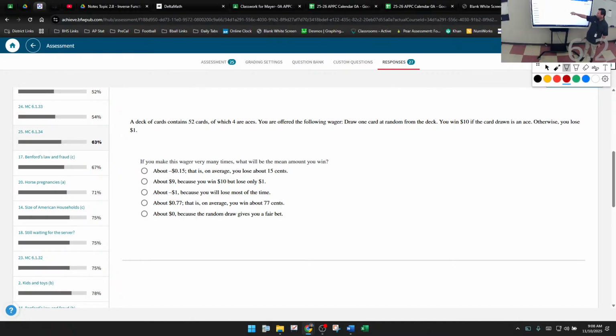You've got 52 cards, 4 aces. So 4 out of the 52, you win $10. So X is 10, and that's the probability of X. And then -1 if you don't, and so what's left are the 48 cards out of the 52. This times this plus this times this will calculate the mean. And that's what you expect to win or lose.